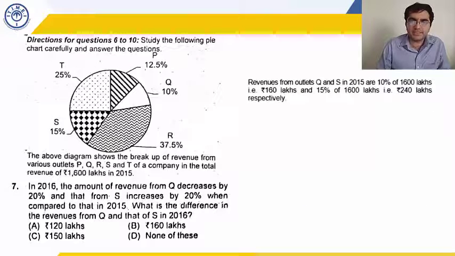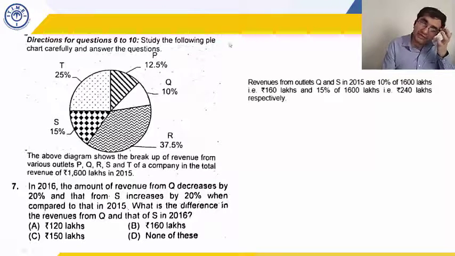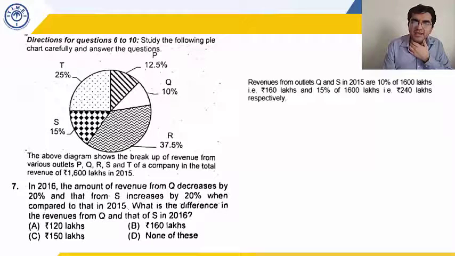Okay, see, first what do you have? Revenue from Q is 10% of 1600 lakhs, which is 160 lakhs. And revenue from S is 15% of 1600 lakhs, which is 240 lakhs. I'll also tell you how to calculate this quickly. See, 15% is 10% plus 5%. 10% you know is 160 lakhs. 5% will be half of 10%. That's 160 divided by 2, which is 80 lakhs.